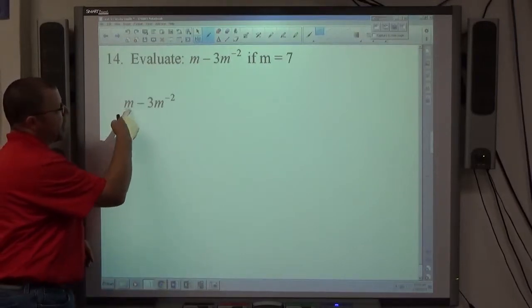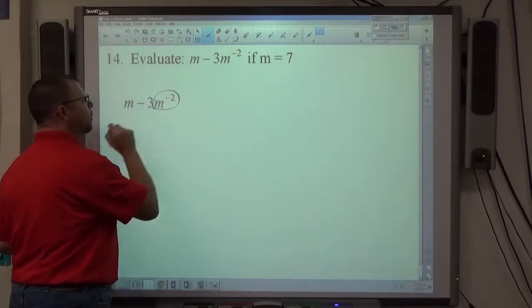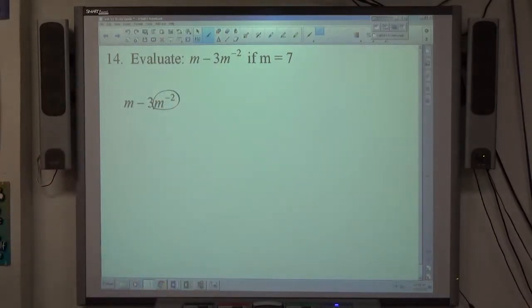Looking at this expression, m minus 3m to the negative second, anytime you deal with a power, you have to ask yourself what's being raised to the power, and there's no parentheses, so only m is being raised to the negative second power, the 3 is not.